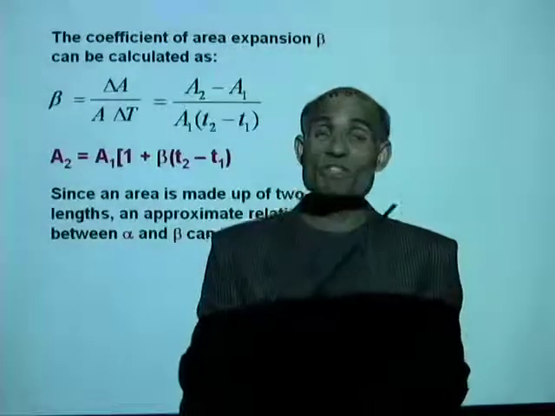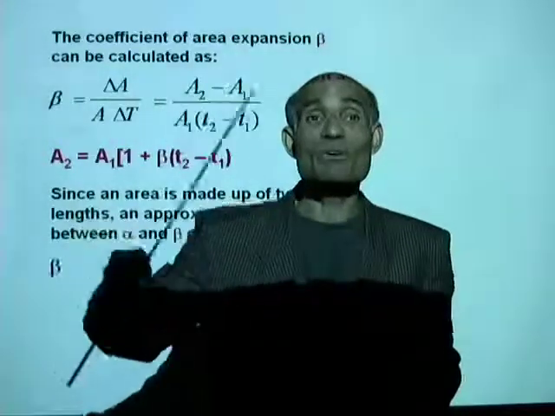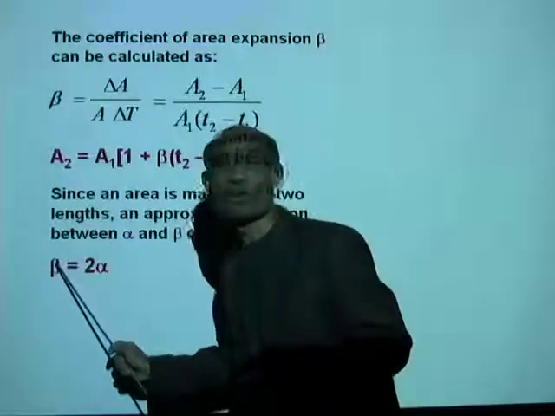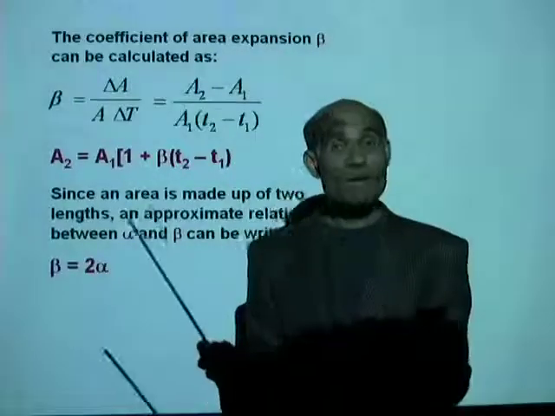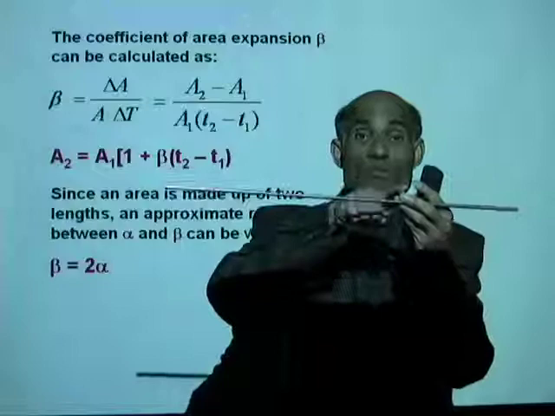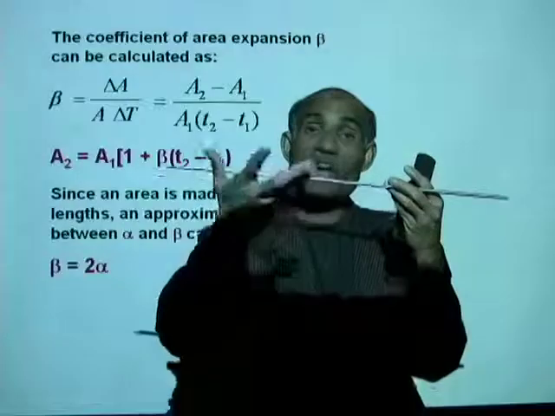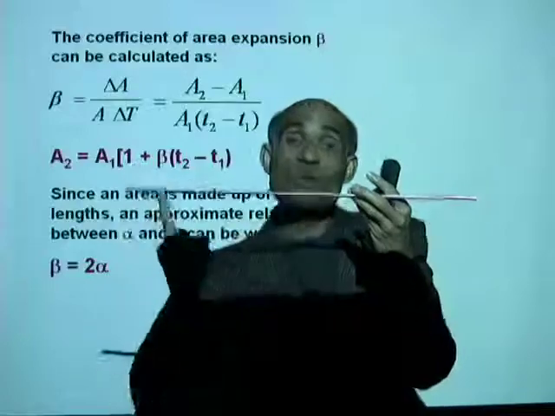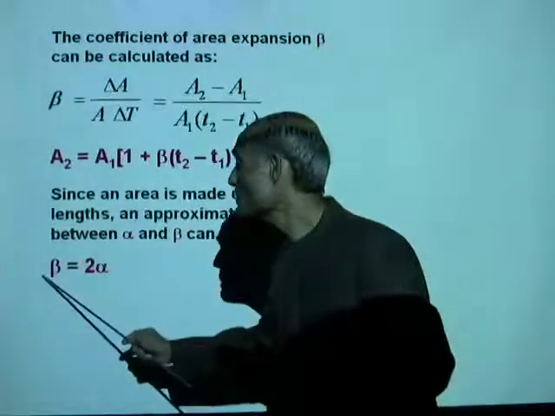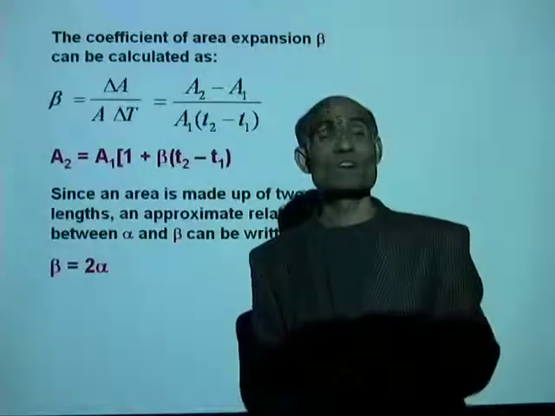Alpha is the coefficient of linear expansion. Beta is the coefficient of area expansion. Therefore, we can say beta equal to 2 times alpha. Why? Because beta involves the increase in length twice. An increase in area is made possible by an increase in length twice. Therefore, beta, the coefficient of area expansion, is 2 times the coefficient of linear expansion.